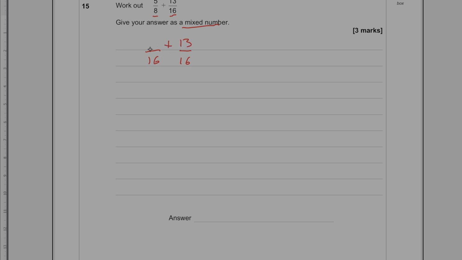The first one I would need to times the numerator and the denominator by 2, not necessarily double, so that's going to be 10 over 16. And then if I'm adding that, I'm going to get 23 over 16. And it says the mixed number, so 16 goes fully into 23 once, with 7 left over, so it's 1 and 7/16.